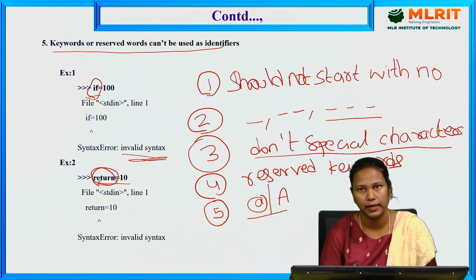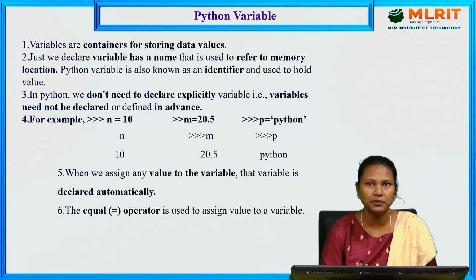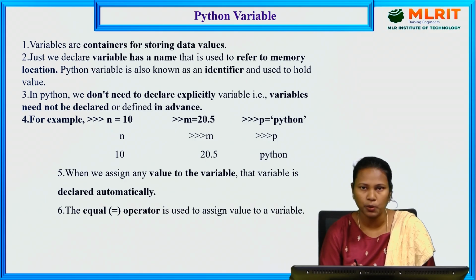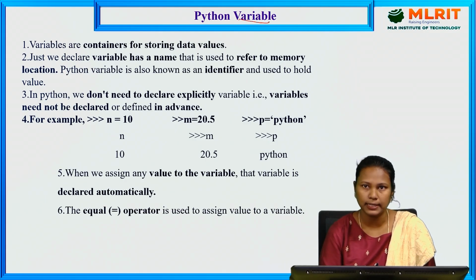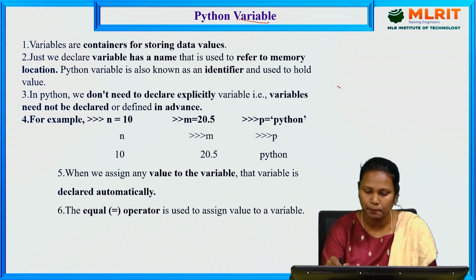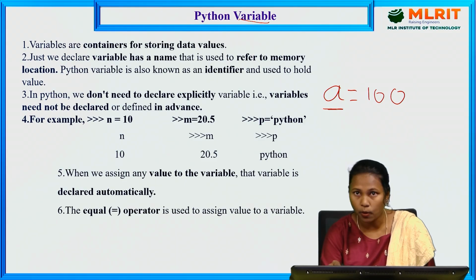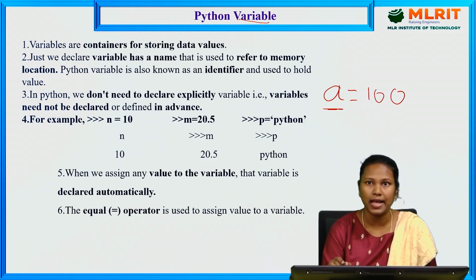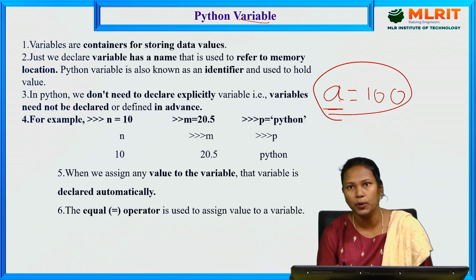Both are different. Now we are going to the next one, Python variable. We will also learn here the difference between identifier and variable. So what is a variable? Variable is nothing but, whenever the identifier holds a value, we call it a variable. For example, A is equal to 100. A we call an identifier as well as a variable, because A holds the value 100.